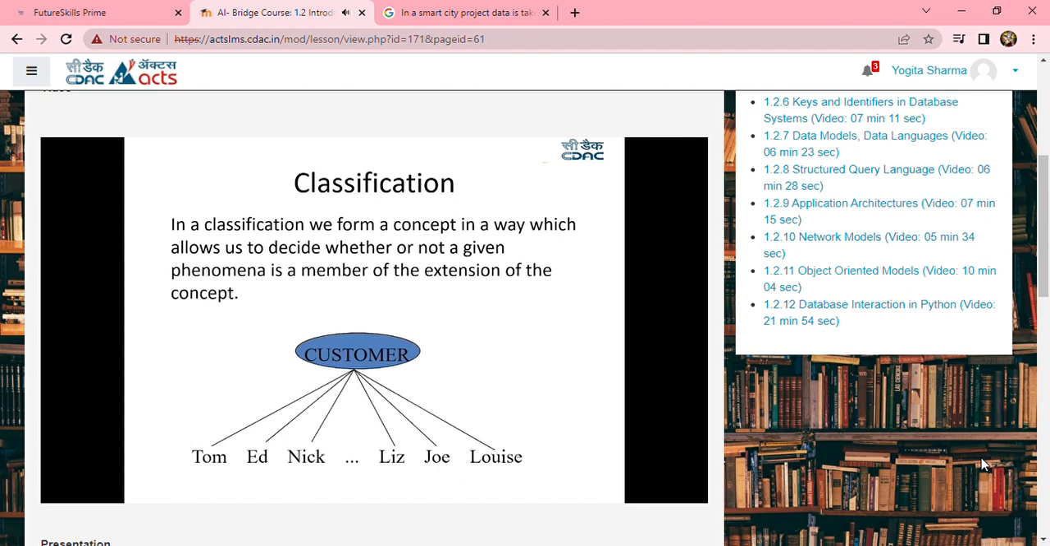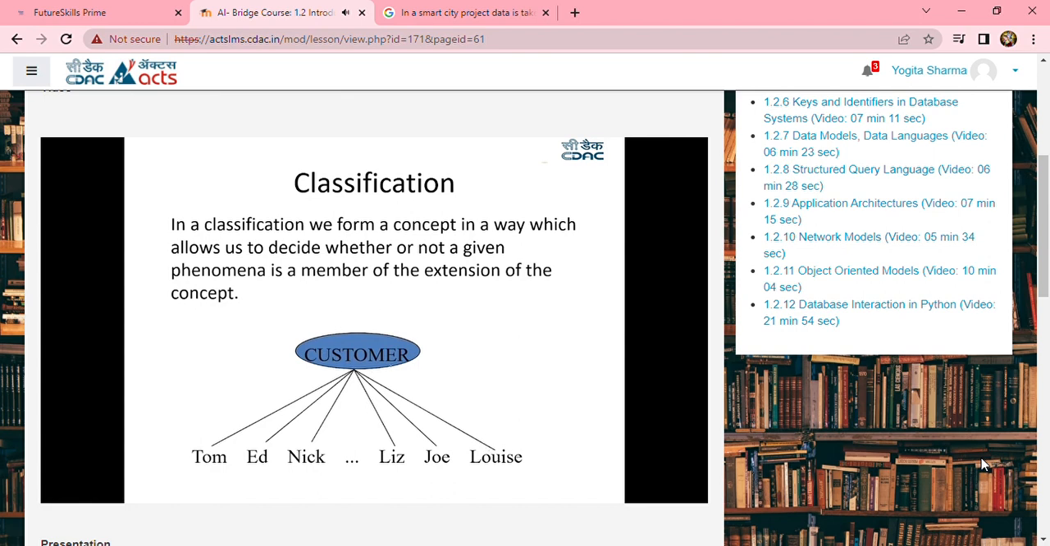When it comes to classification, we form a concept in a way which allows us to decide whether or not a given phenomenon is a member of the extension of the concept. For example, I want to create a concept about the customer's data. Whenever I take the customer's data, I want to capture the customer name. So customer name is a concept here. Whenever I create a customer name, is this customer name connected with the extensions of Tom, Edie, Nick, Liz, Zoe, or Lucy? This is how classification comes in.